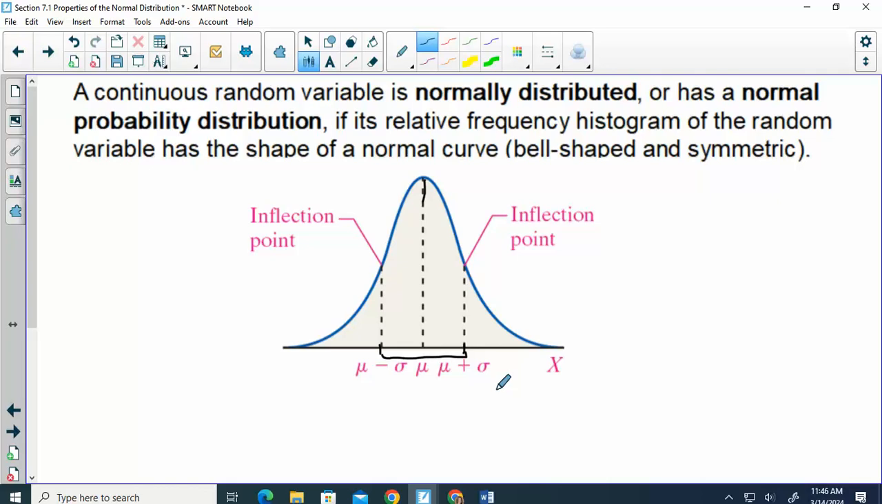If it follows the normal distribution, so if it's bell-shaped, what percent falls within one standard deviation? 68%. Where'd you find that? The empirical rule. So the empirical rule applies here. 68% within one standard deviation. How many within two standard deviations?